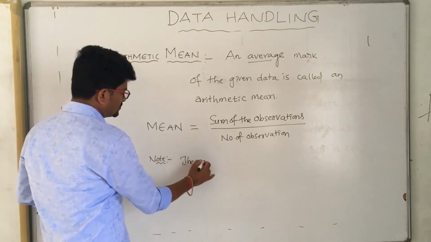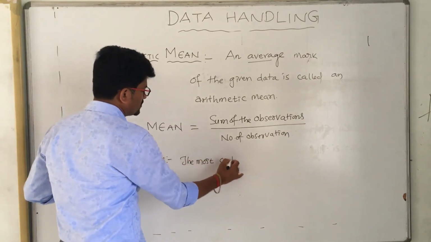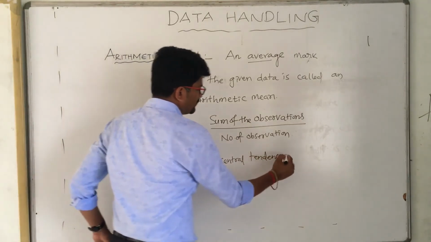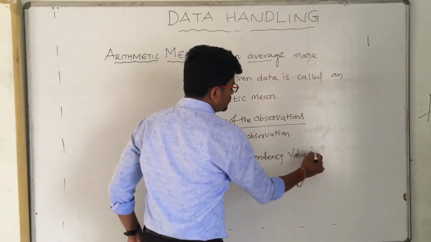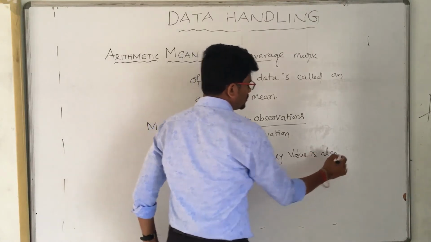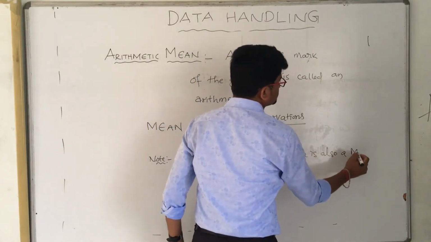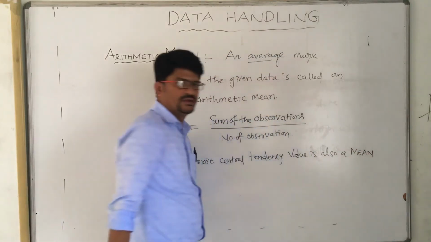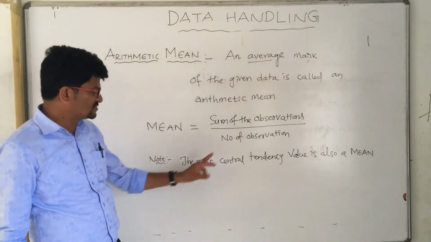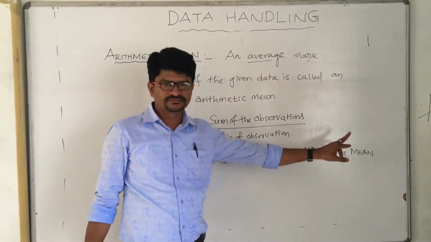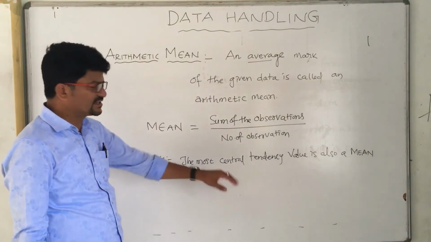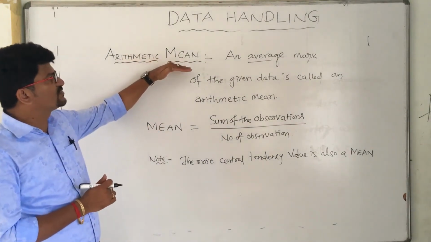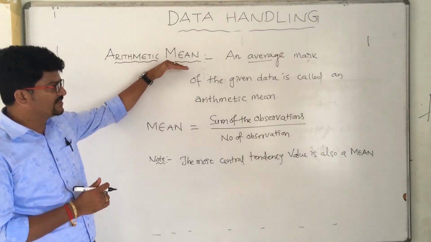One note point: the most central tendency value is also a mean. The most central tendency value is also a mean. Clear, children?